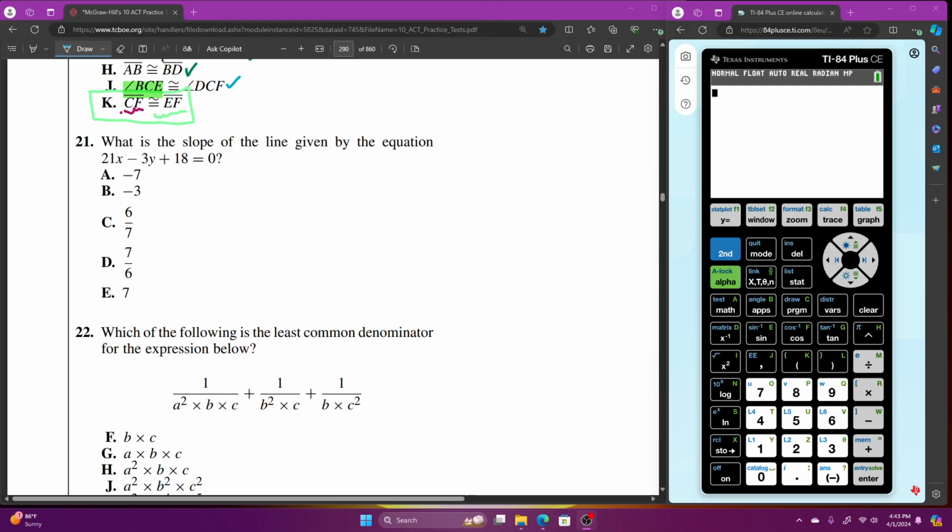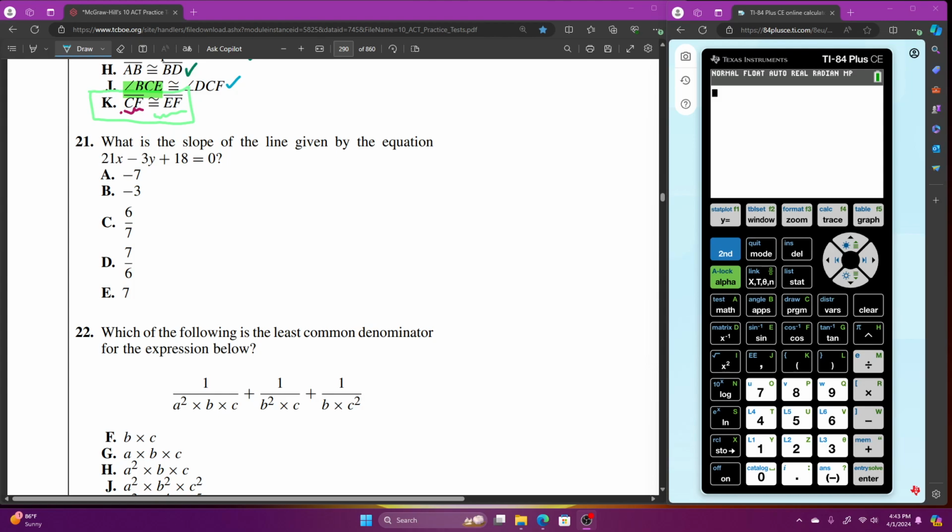We are continuing with our ACT math practice. On to question number 21 from our purple packet. It says, what is the slope of the line given by the equation 21x minus 3y plus 18 equals 0?